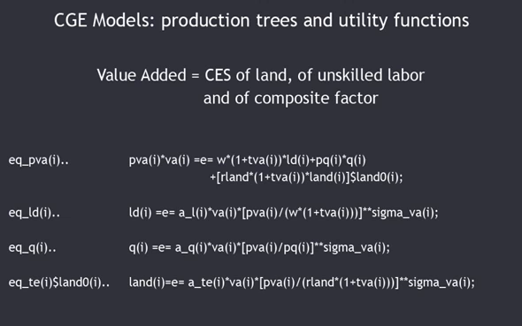It includes the tax that companies must pay when they buy this productive factor, and you see this tax on unskilled labor and land. Concerning the composite factor, the tax will be expressed at the next level of the representation of production, and PVA is a composite price of value added.